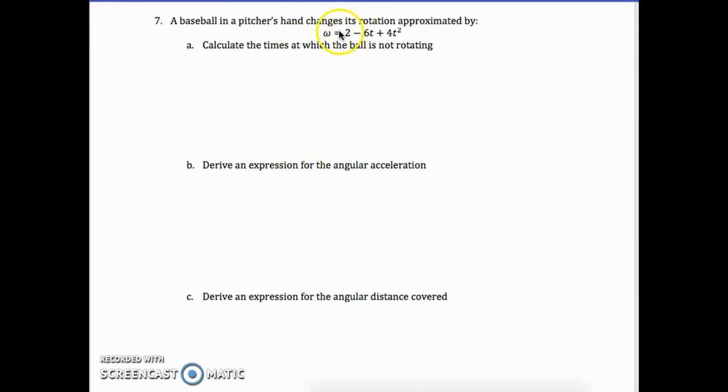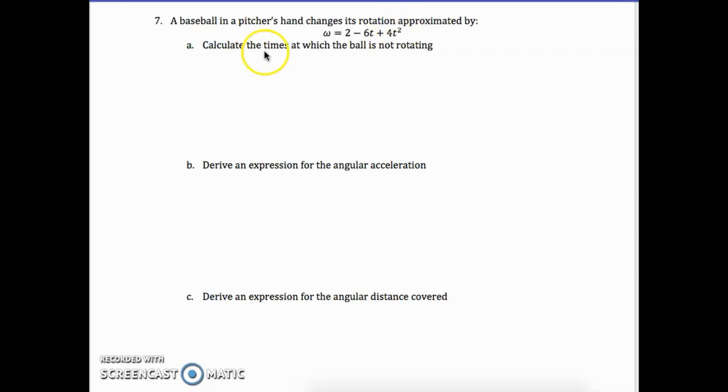All right, here's another problem where the acceleration is not going to be a constant. Well, how can you tell that? Well, one is the acceleration could have a t in it. Another one is, in this case, the angular speed is not linear. As soon as the angular speed is not linear, in this case it's parabolic, that means that the acceleration is not going to be constant.